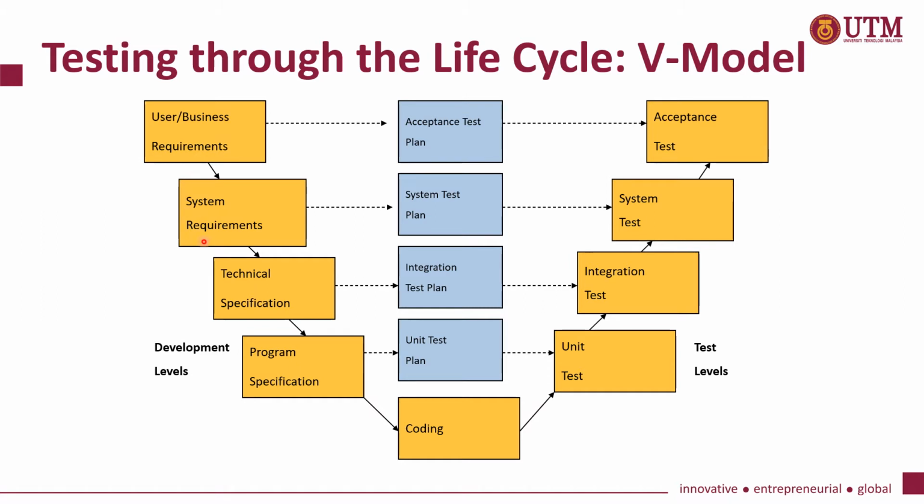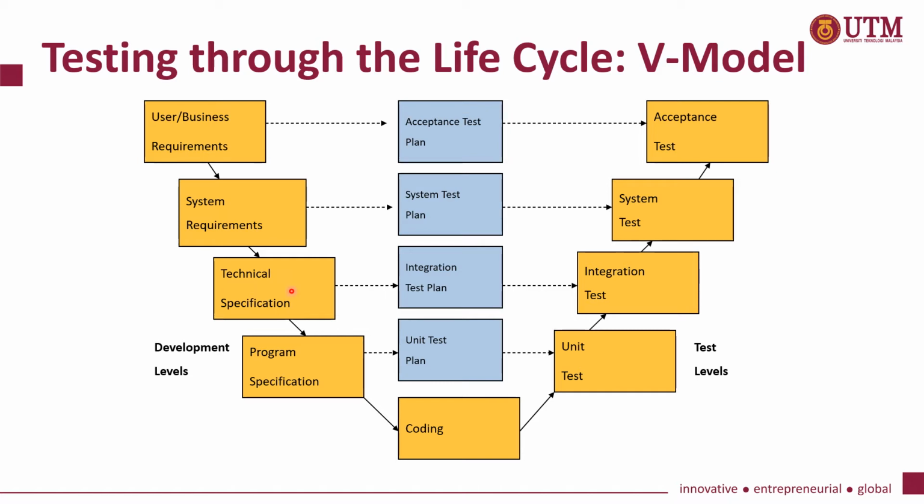The second level, system requirement. In this stage, the requirement document, which is the output of user or business requirement, will be used and analyzed in order to generate system requirements, which include all of the requirements at the system level that describe in detail the functions which the system as a whole should fulfill to satisfy the stakeholders' needs and requirements.